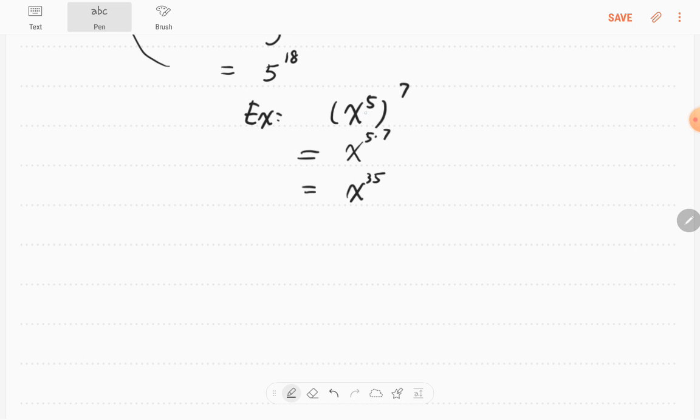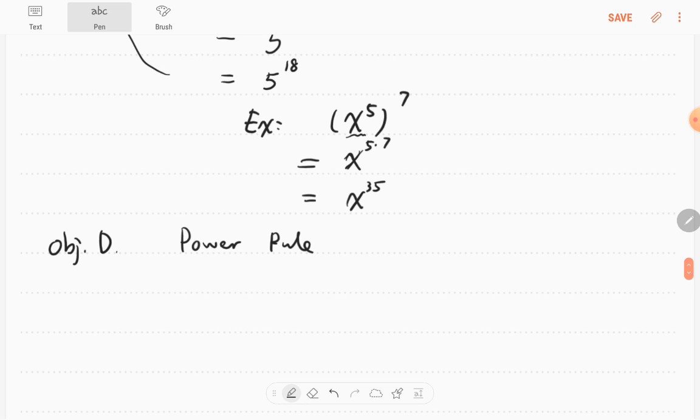Okay, so this is called the power rule. Again, inside the parenthesis, we have the exponent. Outside, we have another. Then we treat the base inside the parenthesis, so we treat the base x. Now we write down the x. After that, we find the product. Now, next one, we will talk about the objective. This time, we still use the power rule, but we will do products or quotients.